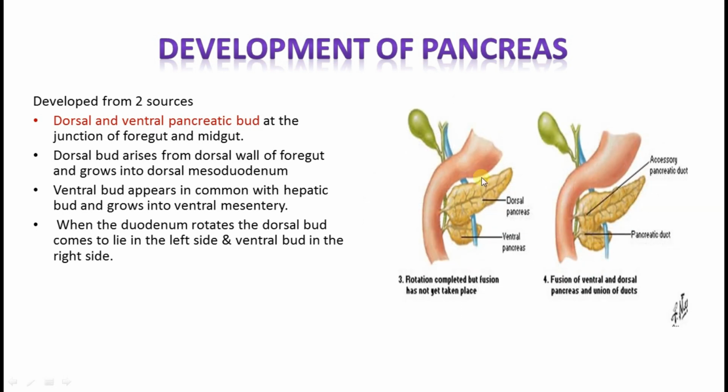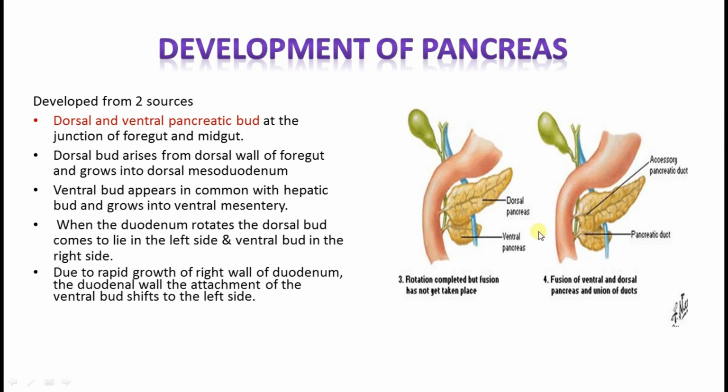Okay, so during this rotation, not only that, the right wall of the duodenum grows faster and enlarges. As it enlarges slowly, the ventral bud, which is situated here, has to migrate or is pushed behind and below the dorsal bud. So the ventral pancreatic bud ultimately comes to lie below the dorsal pancreatic bud.